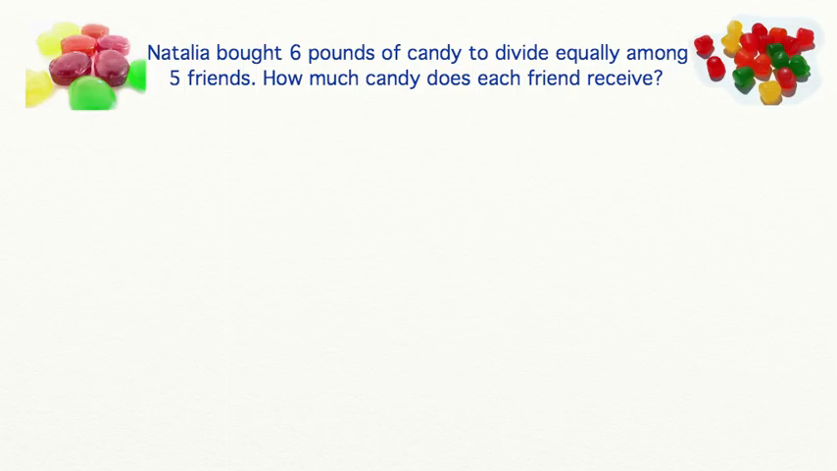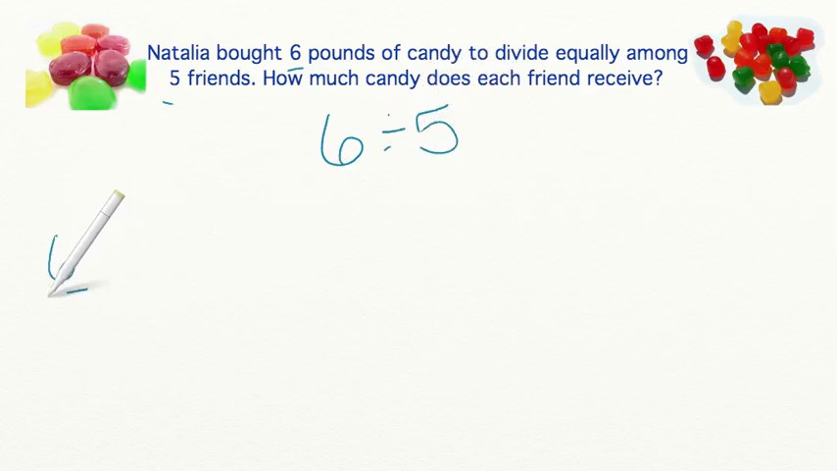Natalia bought 6 pounds of candy to divide equally among 5 friends. How much candy does each friend receive? Let's practice using mixed numbers for this problem. We're going to start by dividing 6 divided by 5. Now we can go ahead and turn this into a fraction.